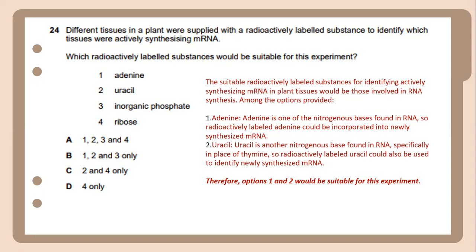Number 2 is uracil. Uracil is another nitrogenous base found in RNA, specifically in place of thymine, so radioactively labeled uracil could also be used to identify newly synthesized mRNA. Therefore, options 1 and 2 would be suitable for this experiment. So the answer will not be listed in either A, B, C, or D.